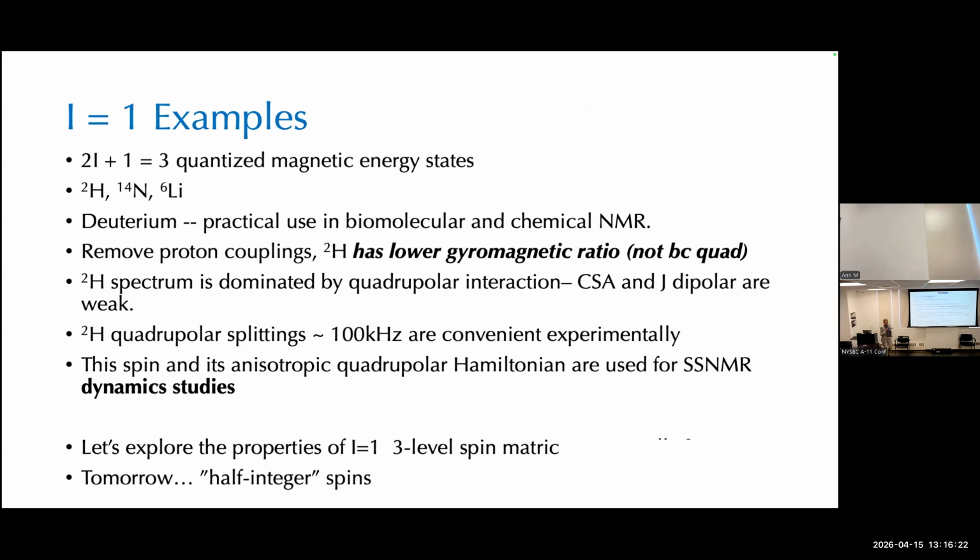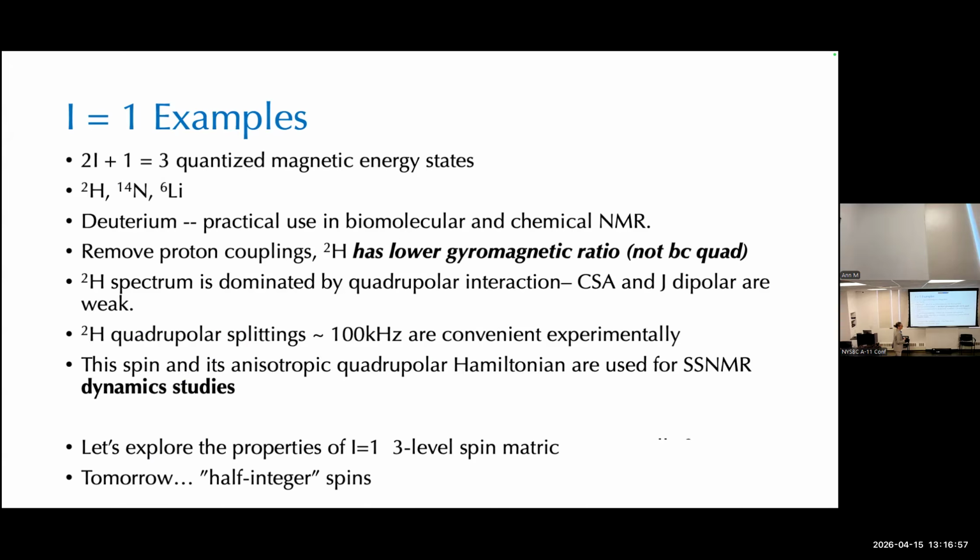So as we go up from I equals 1/2, the next simplest is a three-level system for I equals 1. For I equals 1, we have several examples with good literature: deuterium, heavy hydrogen, hydrogen-2, N-14, lithium-6. Of these, the deuteron, just because it's hydrogen everywhere and has a really small coupling constant, you see a lot of work with it. It's in biomolecular NMR as well as in chemistry.